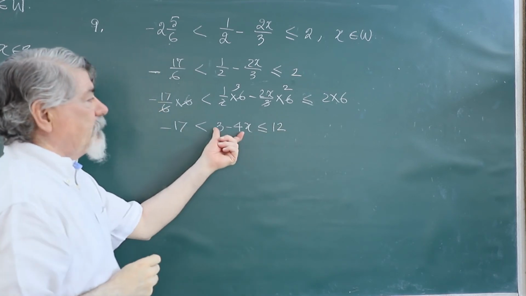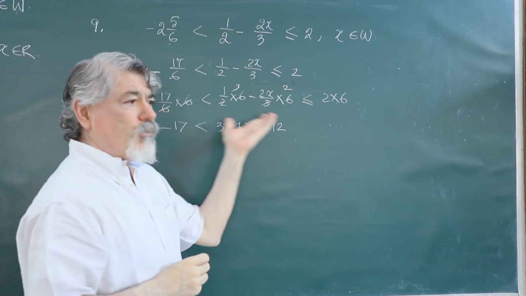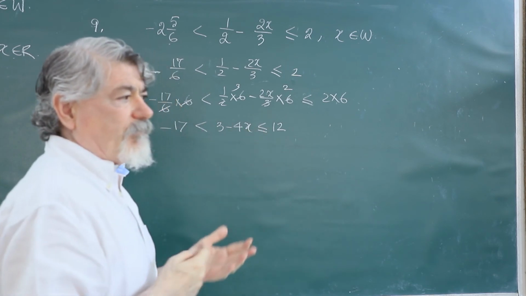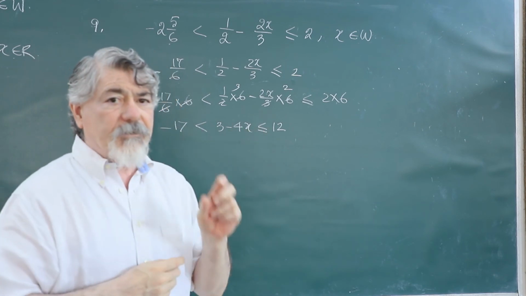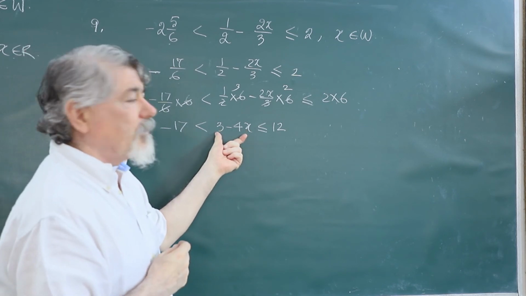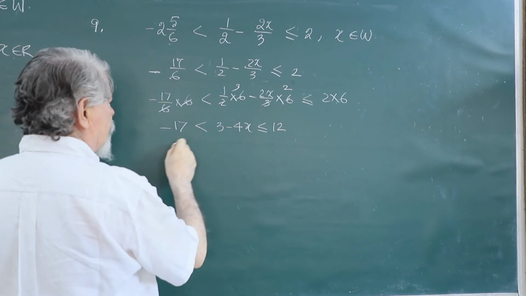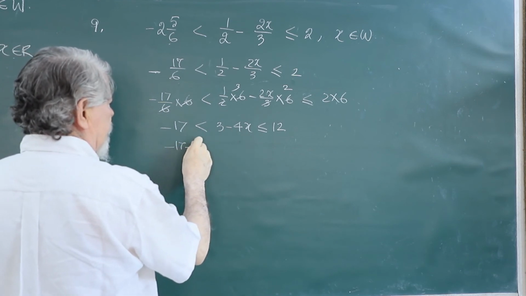Now since x is involved at one place, I can do it in one step. If x was involved here or here, I would have preferred to do it in 2 steps. But since x is involved in the middle term, I can do it in one step only. Now what am I going to do? Subtract 3.